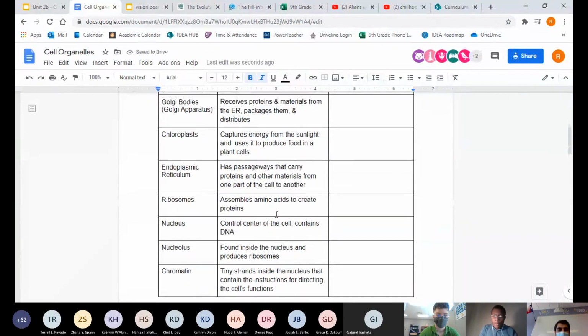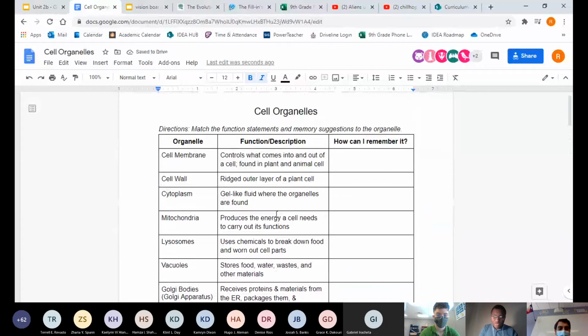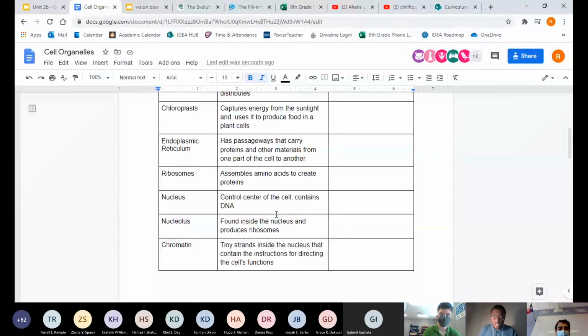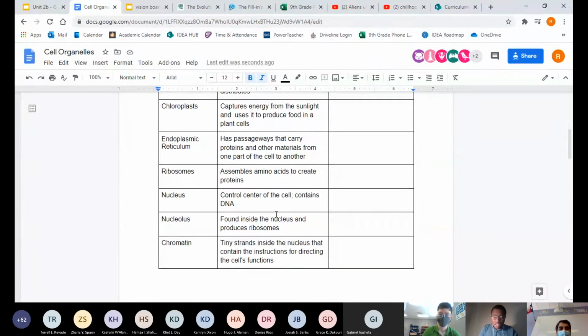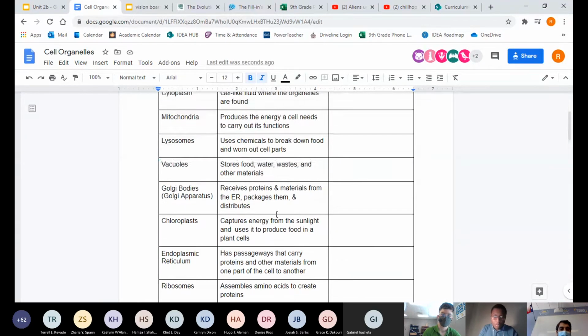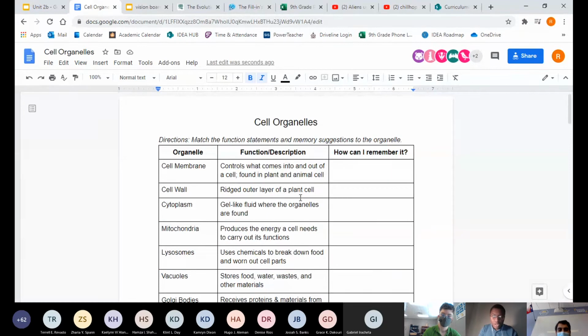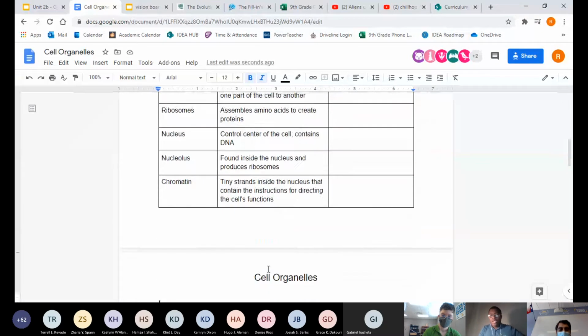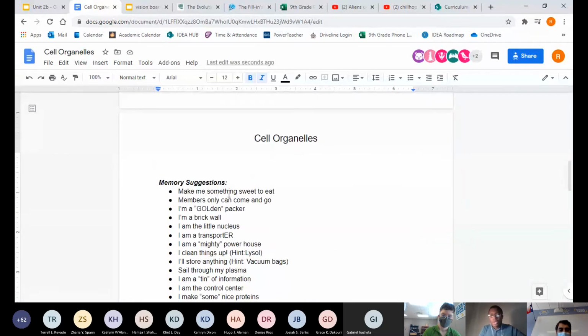Okay, so there we go, right? Look at all these words and information, and this just goes in one ear and out the other, right? A couple of these I think are pretty easy, just because you've been around it long enough that you kind of know the difference. But let's think about some ways we can remember it a little better. So, make me something sweet to eat. Which one of these do you think makes sugar? I mentioned it a second ago with plants.